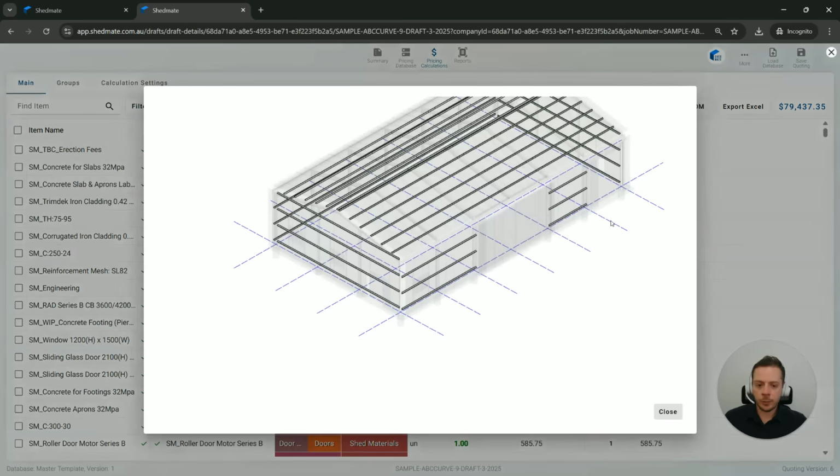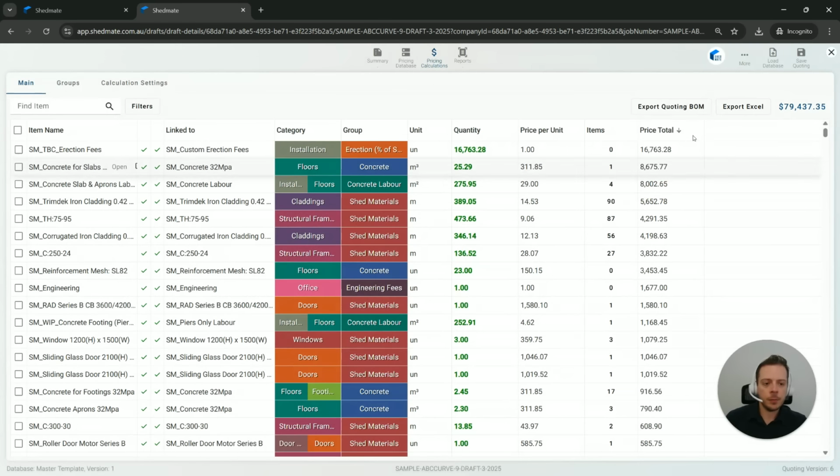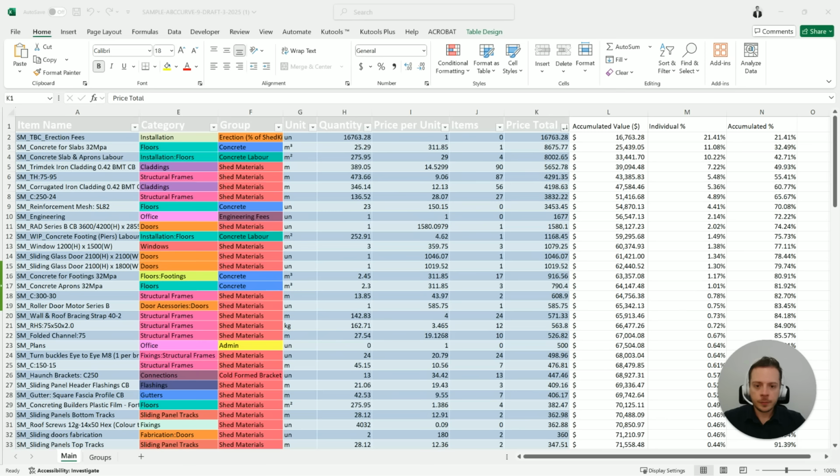Shedmate shows us what's being considered in that pricing. We have some top hats, 75 by 95. So you can see each of those items here. And if I sort by price total, I can see all of them and which make up the most of our shed. So I'm going to export this to Excel, and we're going to go to Excel now.